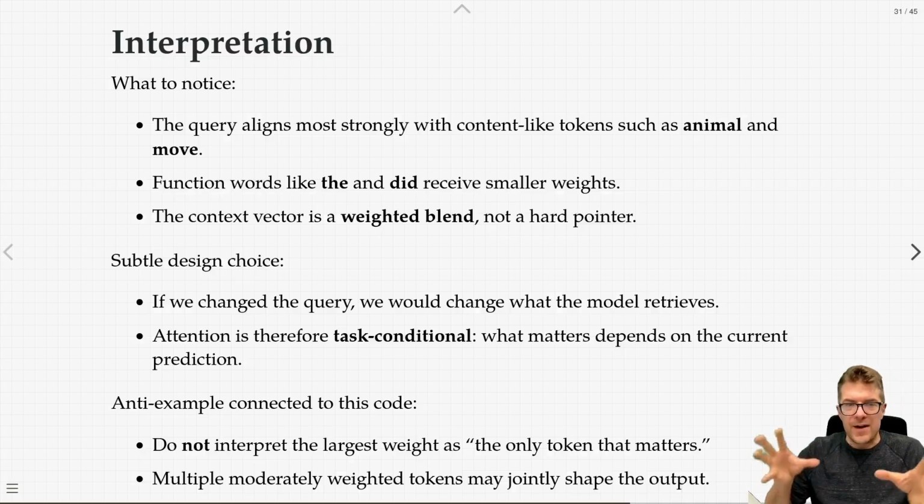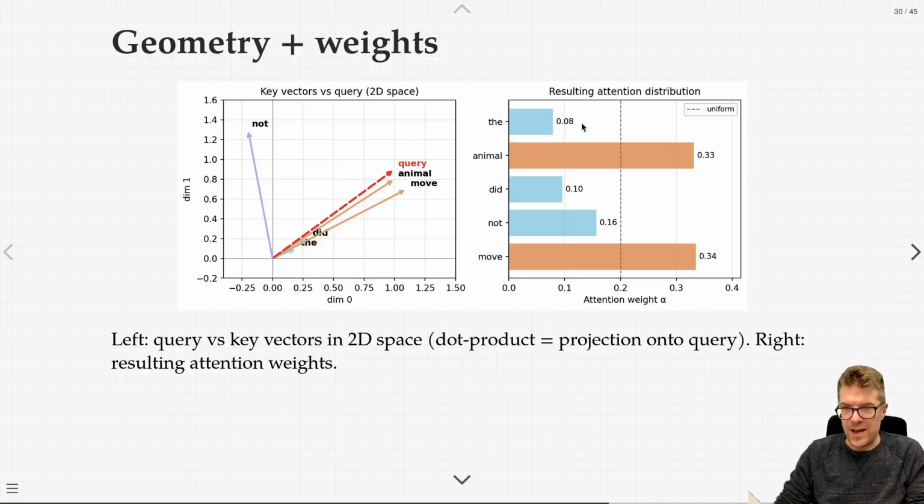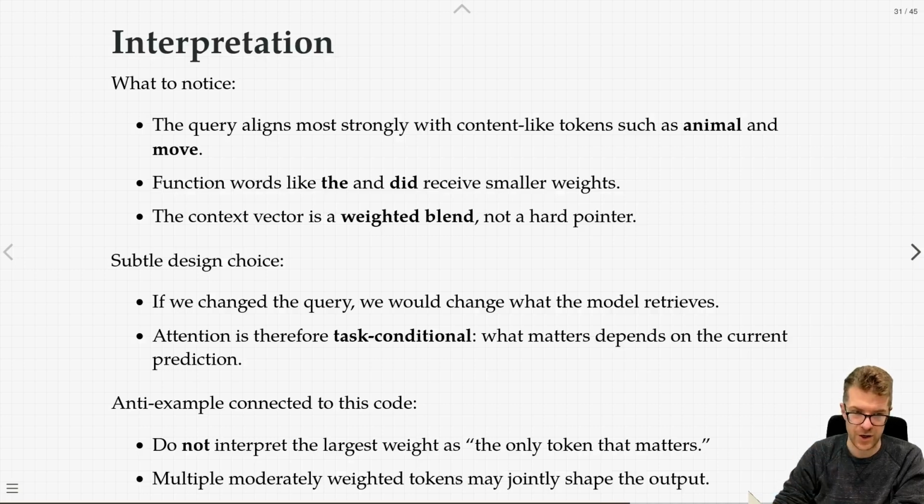The overall context vector is going to be a weighted blend of all of these things. So to answer my question, I'm going to have a little bit of the, a lot of animal, a little bit of did, a little bit of not, and a lot of move. All of those things combined will be a new vector that I'll pass towards my output to make my decision. Did an action occur, yes or no?